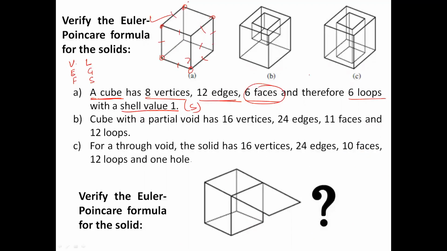Okay? Now let us move to the second object. In the second object, there is a square hole at the top. And that hole is penetrating to half of the depth. Okay? So now how many vertices are there? 1, 2, 3, 4, 5, 6, 7, 8, 9, 10, 11, 12, 13, 14, 15, and 16. So how many vertices are there? 16 vertices.